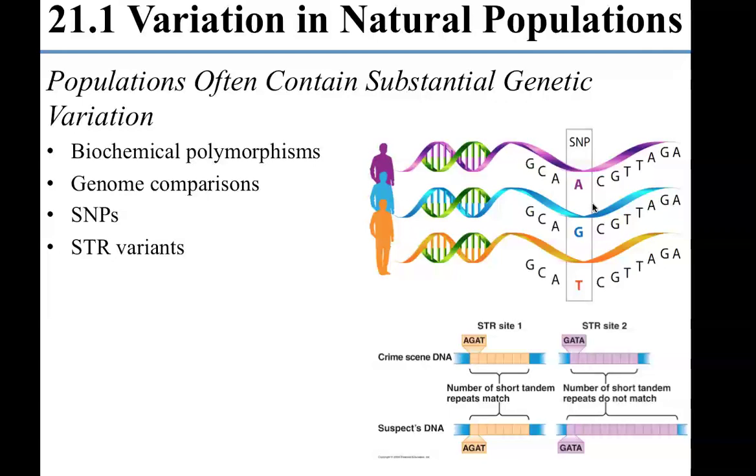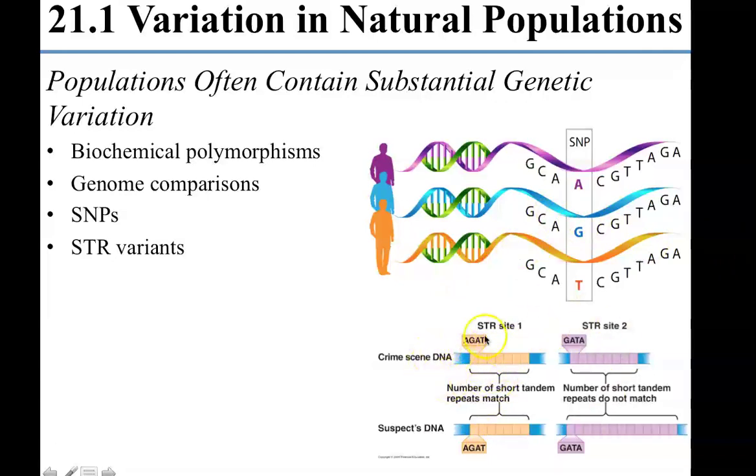STR stands for short tandem repeat. And so in our genome, there are sections where, for whatever reason, there's just these tandem repeats of a nucleotide. Tandem means back to back, and repeat means they're repeated. And so individuals have different numbers of repeats. So just look at the picture down here.